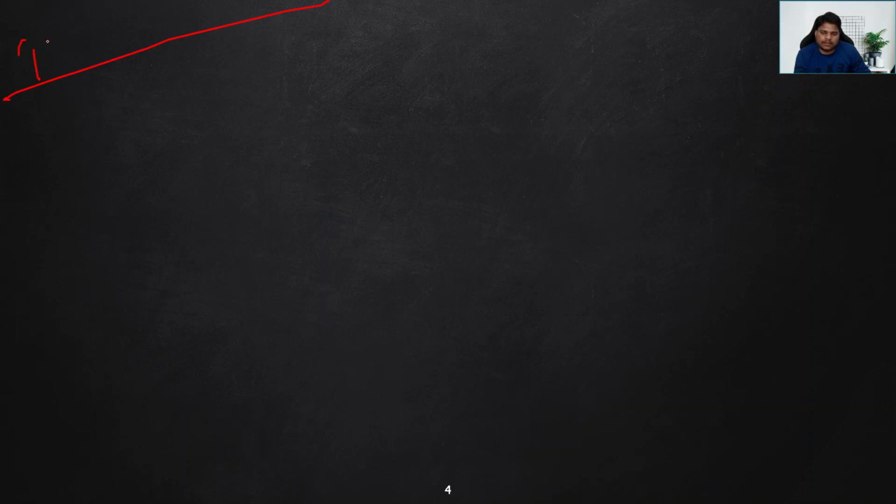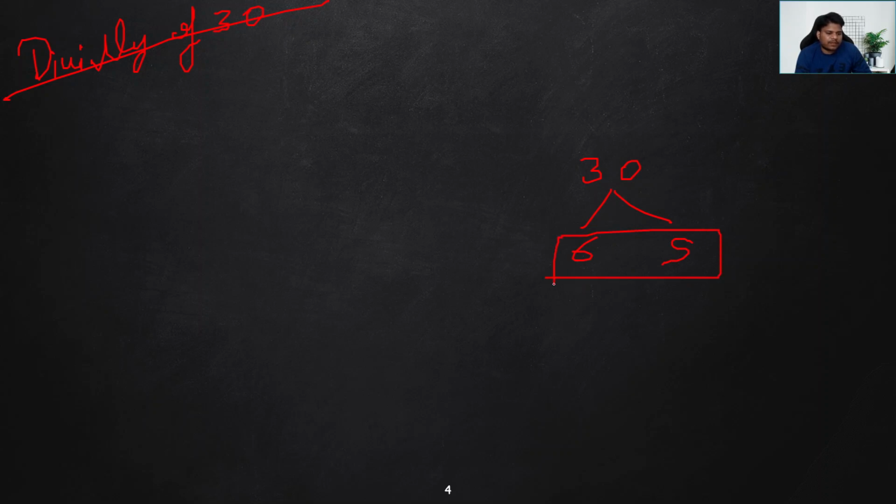Divisibility rule of 30. Now, 30, if you write it, you can write 30 into co-prime factors like 6 and 5, right? You can write 6 and 5, or you can write 15 and 2 also, you can write 15 and 2, that is also possible.